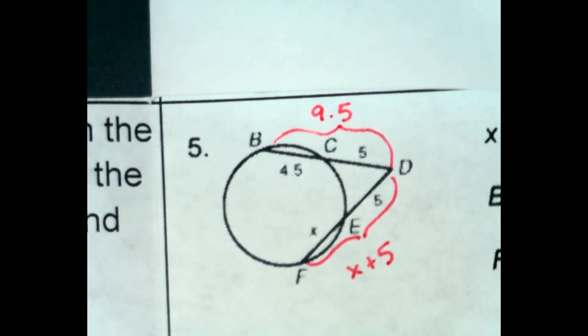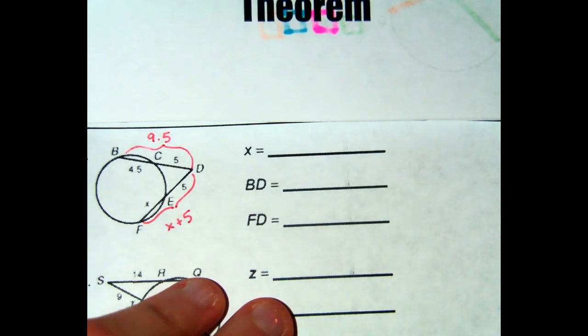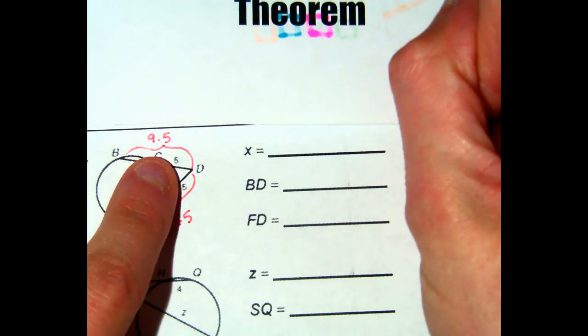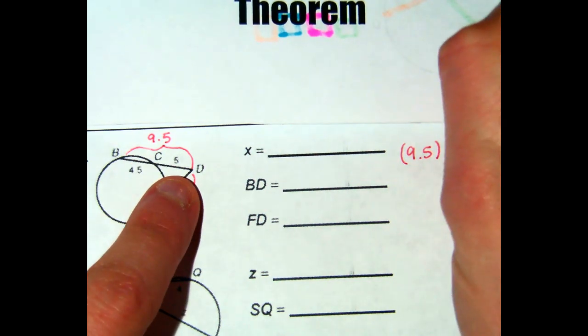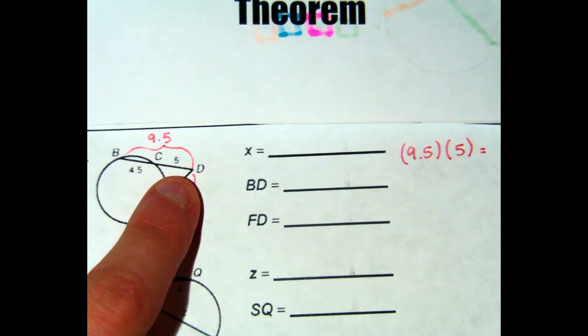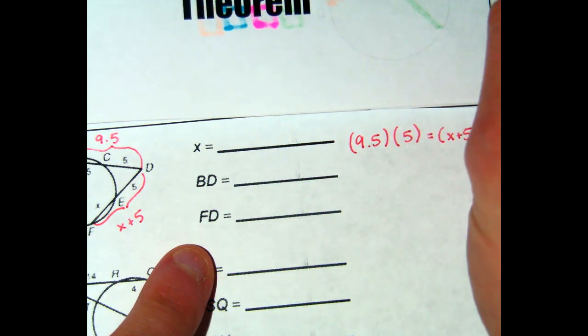Okay, now we need to solve for x. It says the theorem is the whole thing, 9.5, times the outside piece, 5, is equal to the whole thing, x plus 5, times the outside piece, 5. Now we're going to solve that. So whole times outside equals whole times outside. Alright, what is 9.5 times 5?